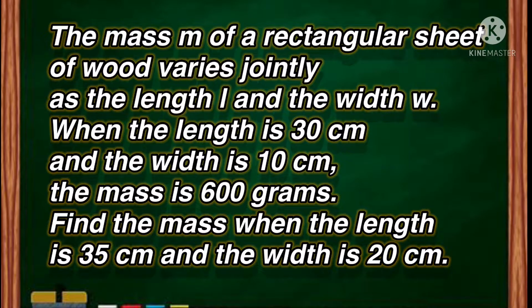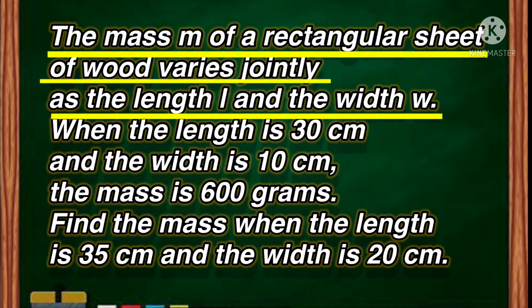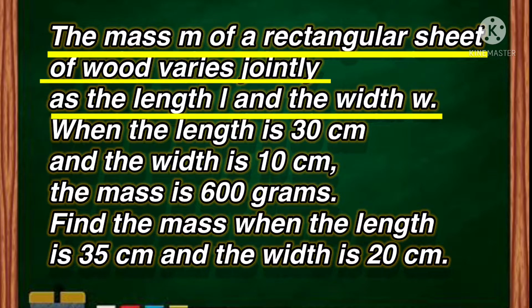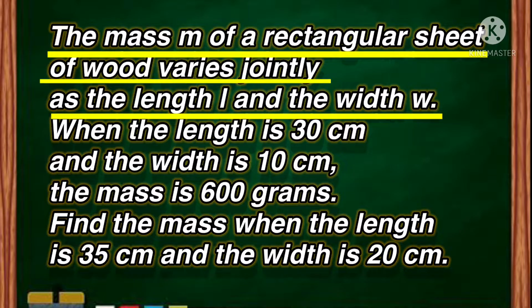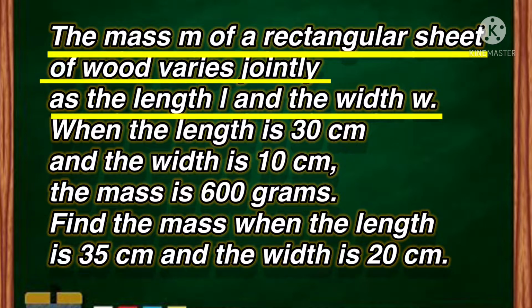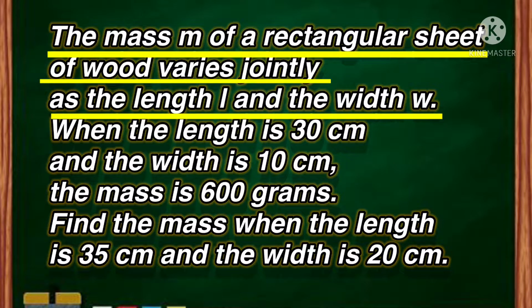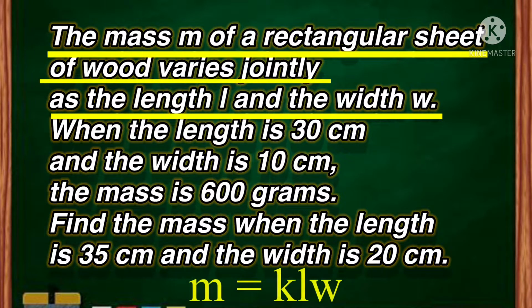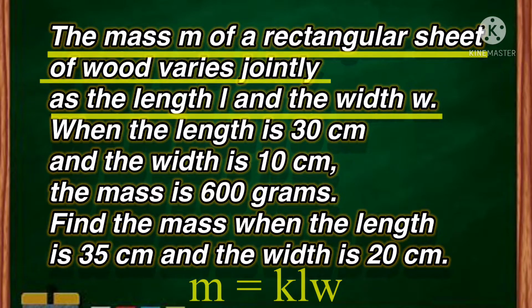In translating the statement, the mass M of a rectangular sheet of wood varies jointly as the length L and the width W into a mathematical sentence, we must consider the variables M, L, and W instead of Y, X, and Z. So, the equation must be M is equal to K L W.